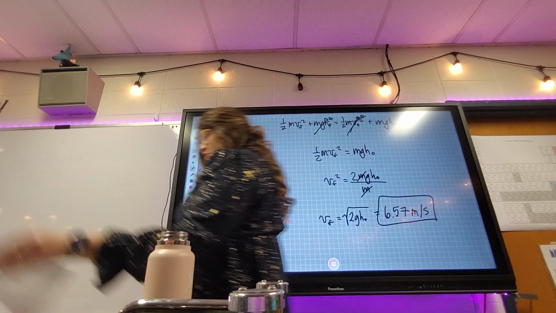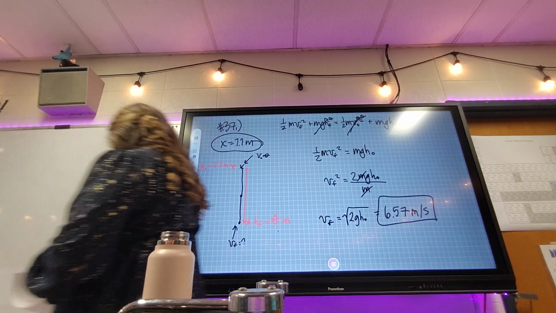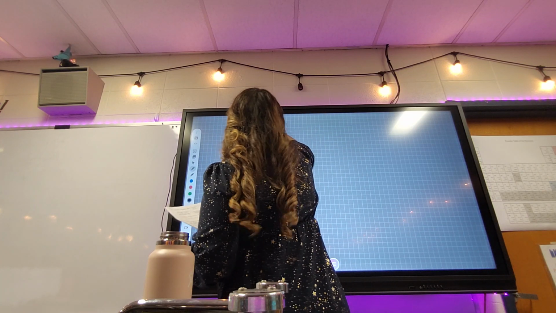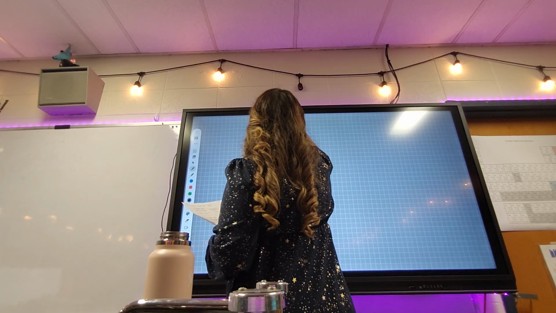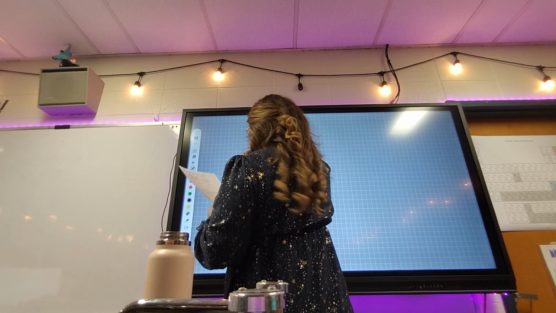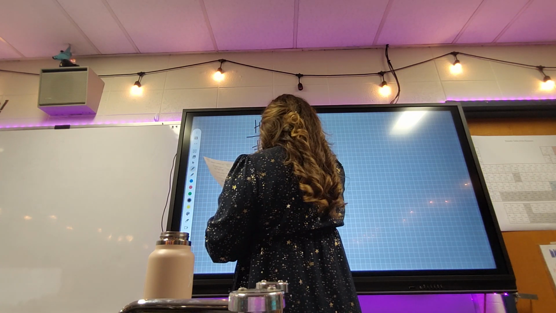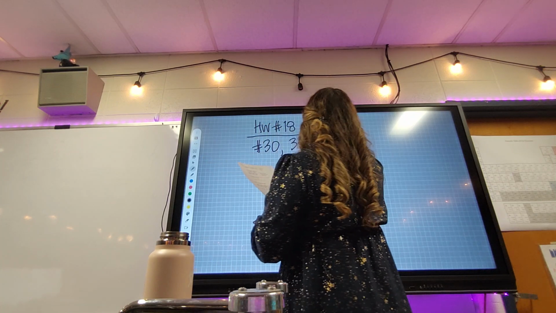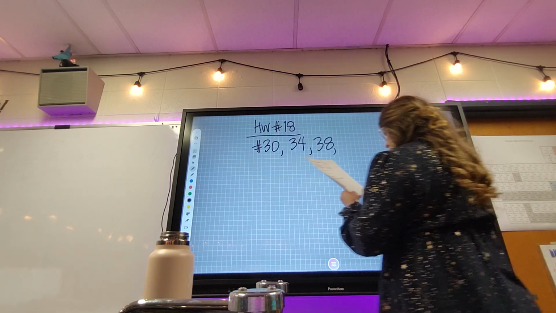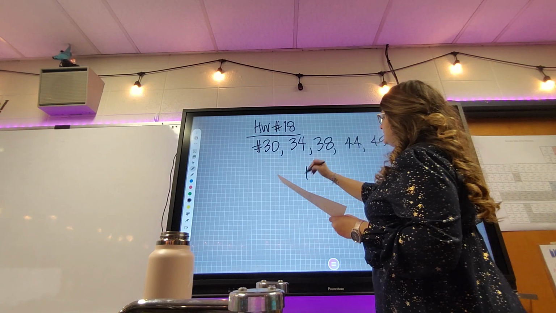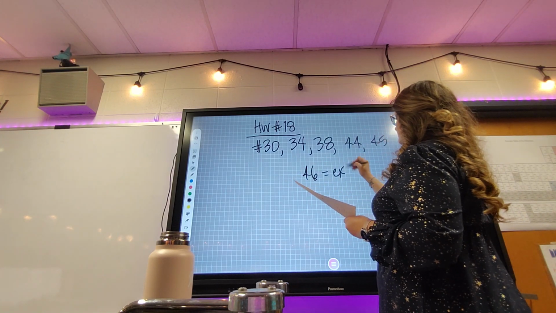Alrighty, so the homeworks. This is homework number 18, I think, but it also might be 19. I'm pretty sure. 30, 34, 38, 44, and 45, and then 46 is an extra credit friend.